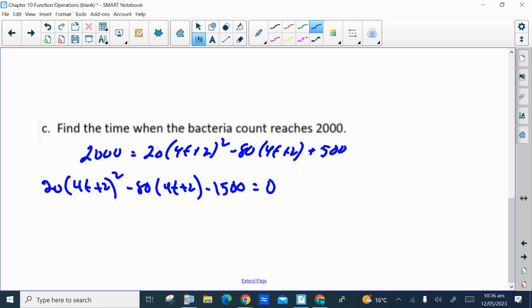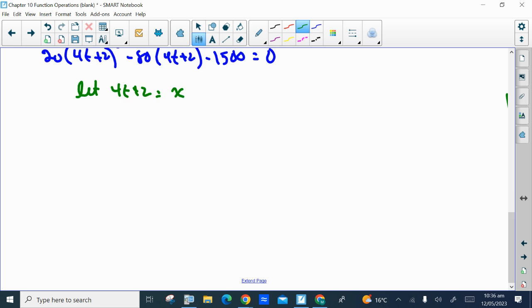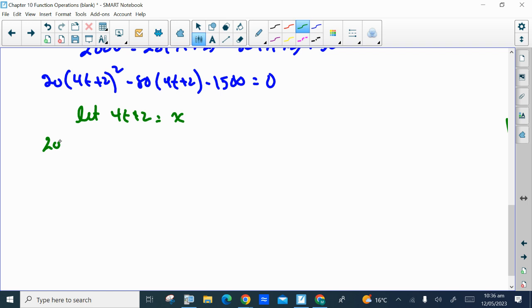And now we can look at this equation in terms of a quadratic, right? We can take that 4t plus 2 and let it equal some variable. Let's say the variable x. If we replace the 4t plus 2 with x, this equation becomes 20x squared minus 80x minus 1,500 equals 0. So we've simplified that quadratic equation into something that we can work with.